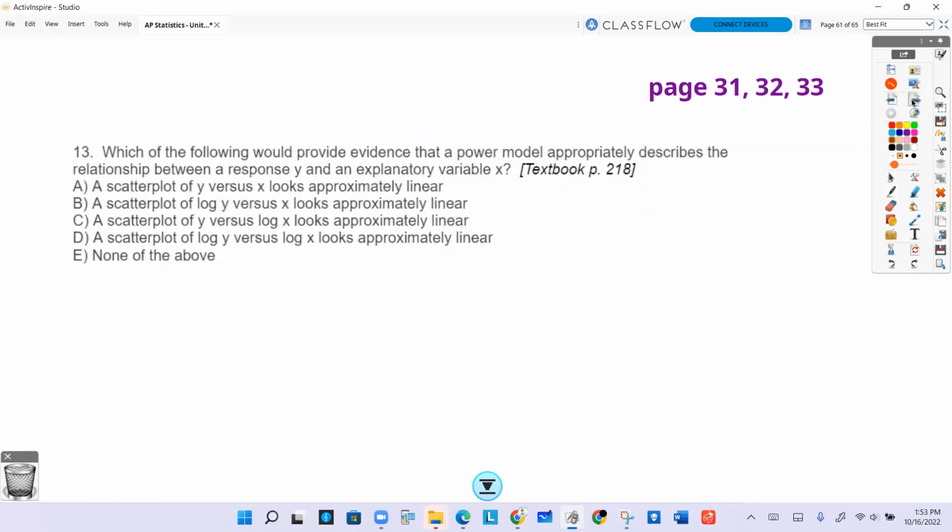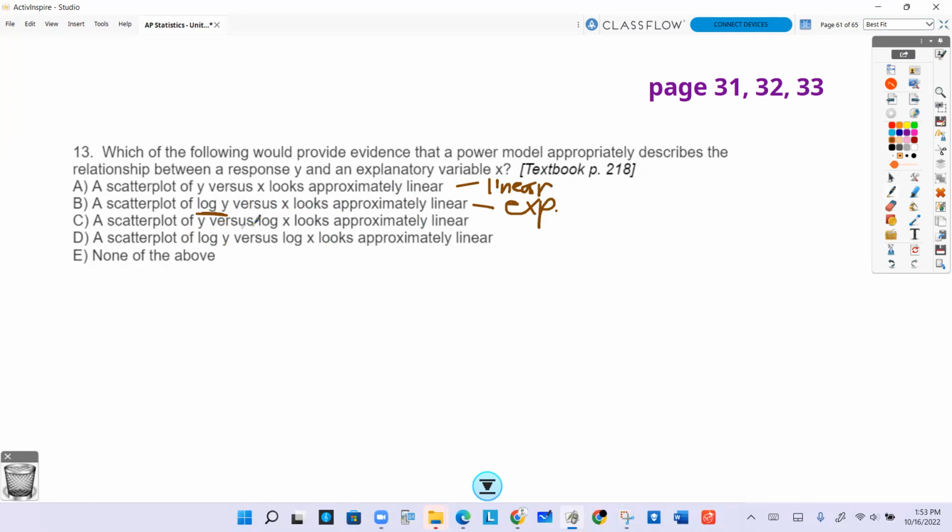Number 13, which of the following would provide evidence that a power model appropriately describes the relationship between a response y and an explanatory variable x? So a scatter plot of y versus x looks approximately linear. That's a linear model, not power. Scatter plot of log y versus x looks linear. Actually, that's log. Anytime you're just logging the y, that's exponential.